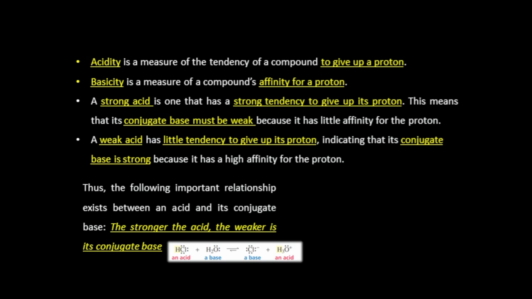Okay. Now, what will be a strong acid? A strong acid is the one which has a strong tendency to give up its proton, so it is very ready to donate. What does this mean? The conjugate base must be weak, because it readily donates an H plus. So its conjugate base must be a weak base.